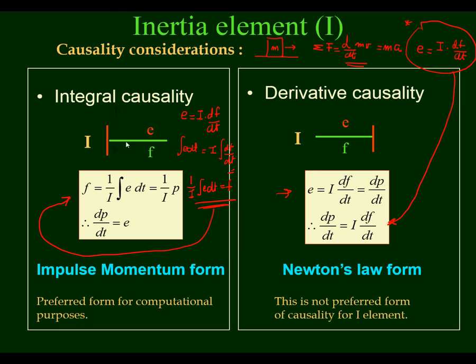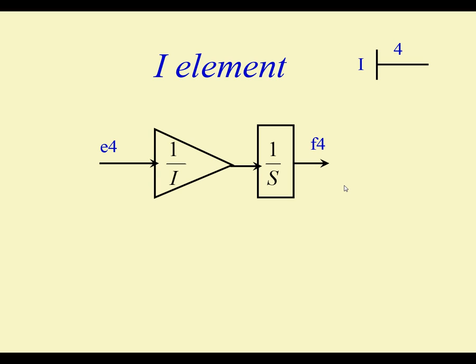So the way you orient this symbol is directly related to the form of writing the equations. This was in integral form. This other one in derivative form. So you have to see which one you're dealing with. There's two possibilities. And of course, if you put it in terms of the block diagram, the symbol would be as is shown here.